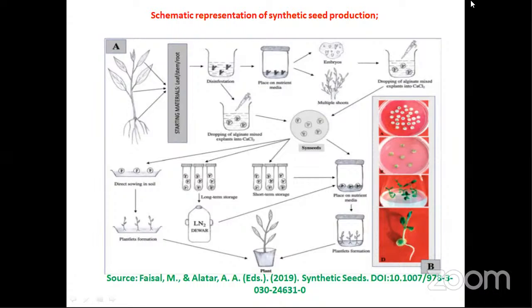Whereas when you are using somatic embryos for the production of these artificial seeds, then you have to select a healthy plant, surface sterilization of explants, then you will go for incubation, callus induction, from callus induction to somatic embryo production, next encapsulation of somatic embryos, then direct sowing or long-term storage or short-term storage. This is the schematic representation of synthetic seed production in many of the crops. Next, please.